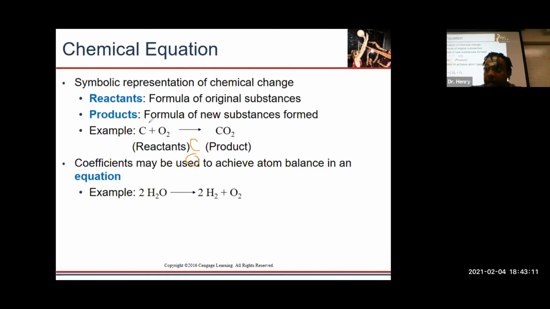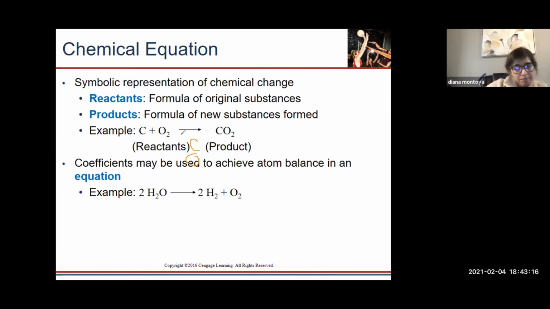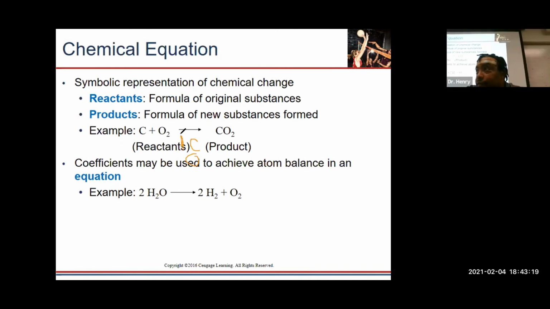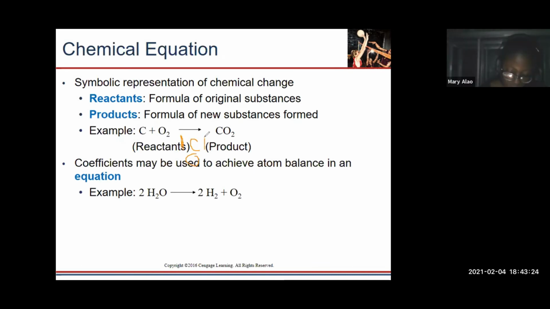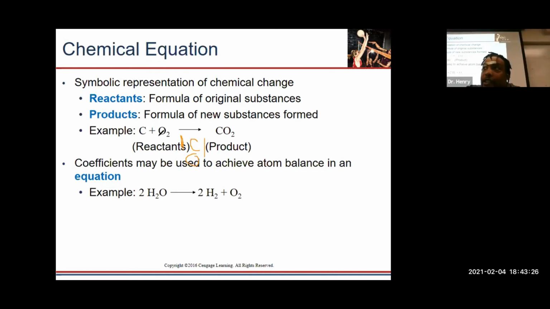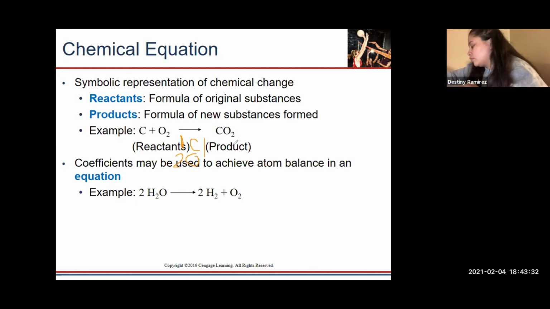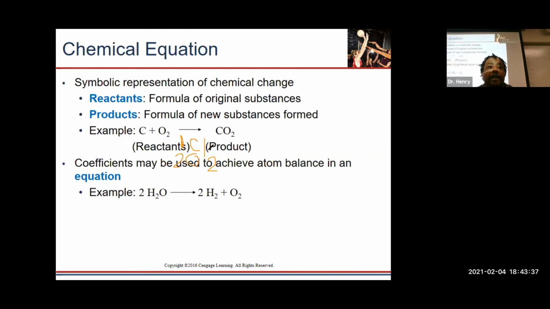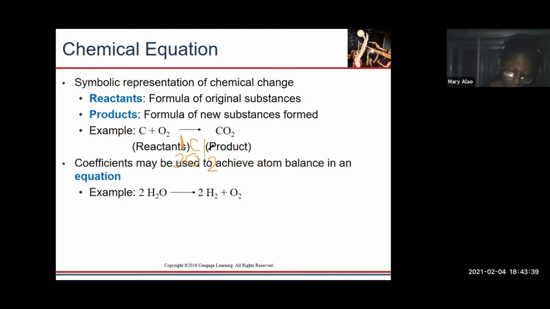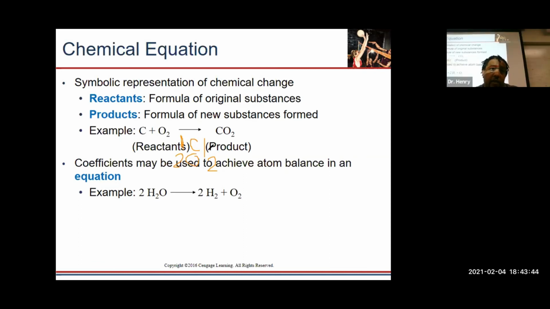So, how many carbons do I have over here? One. Okay, so I have one carbon. How many carbons do I have on my product side? One. Nice. How many oxygens do I have over here? Two. And how many oxygens do I have over here? Two. So what I put in, I got out. That tells me that I have a balanced chemical equation, because what we put in, we have to get out. Again, the law of conservation.